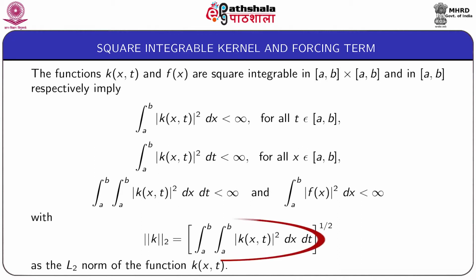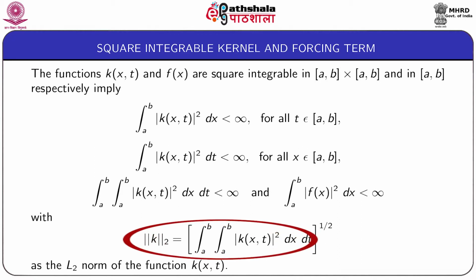norm of k, which is called the L2 norm of the function k(x,t). It is defined as double integral |k(x,t)|^2 dx dt whole to the power half.